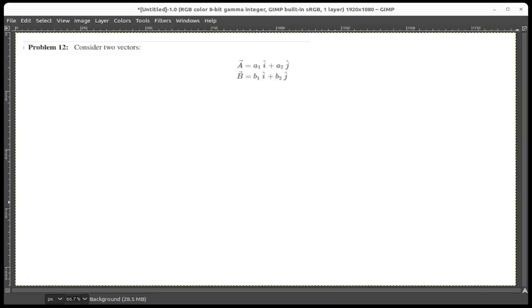I have a request to solve this problem 12. Consider two vectors, and in the exercise they want to know their magnitudes, and they give us the vectors in this funny way here. The A vector is given like this, with an I hat and a J hat, and these I hat and J hats are what they call unit vectors that point in one of the orthogonal component directions.